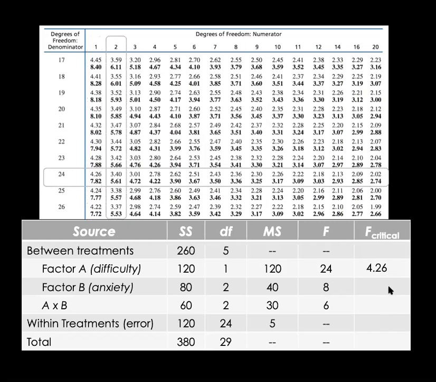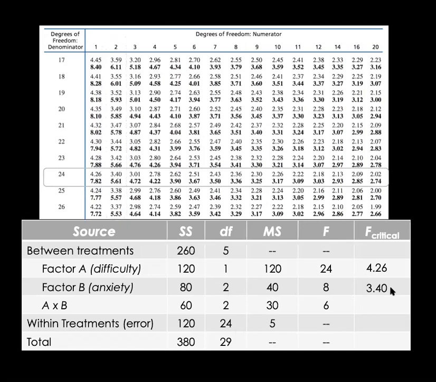Now let's do our F critical for factor B. Again, the denominator degrees of freedom is still 24 for all 3 of these F critical values that we're looking up. In this case, the numerator degrees of freedom is 2. And so the F critical value right here that we find, looking up 2 and 24 degrees of freedom, is 3.1, or excuse me, 3.4. And I'll put that in the table.